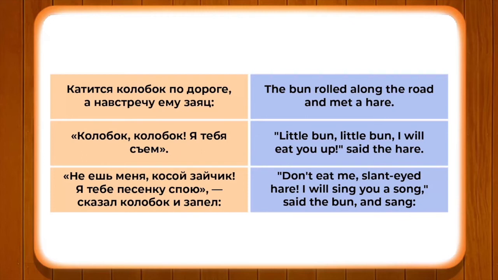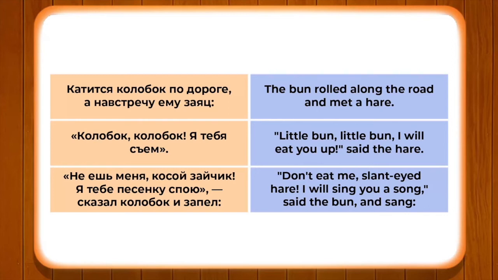Не ешь меня, косой зайчик. Колобок says, не ешь меня. Please don't eat me. Косой зайчик is slant-eyed hare. So here the Колобок is calling the hare slant-eyed. So that means don't eat me, slant-eyed hare. Next sentence we have, я тебя песенку спою. So я тебе. Тебе is in dative case. That means I'll do something for you. So я тебе песенку. Песенку is песня. Спою, that means to sing. So he's saying, I will sing you something. So here's the deal: you don't eat me, I will sing for you.